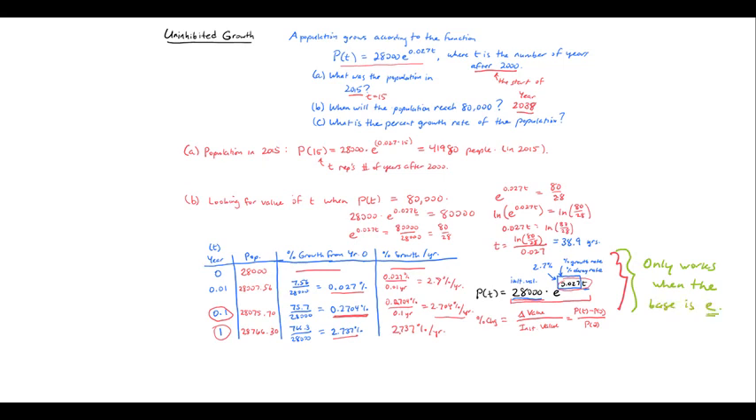The initial value bit I can do no matter what the base is. Like I could have a power of 2 or a power of 14 here, and the initial value would still be 28,000. But that coefficient only tells us the growth or decay rate if the base is e.